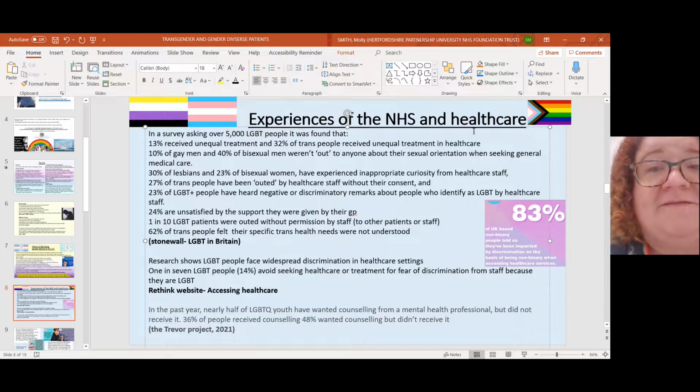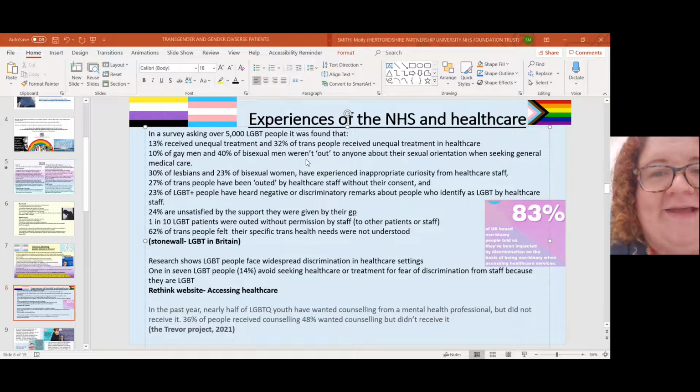And what they found is that 13% of that 5,000 felt that they received unequal treatment, and 32% of trans people within that community received unequal treatment in healthcare. 10% of gay men and 40% of bisexual men who weren't out to anyone, so they hadn't told anyone about their sexual orientation when seeking medical care. 30% of lesbians and 23% of bisexual women said that they experienced inappropriate curiosity from healthcare staff.